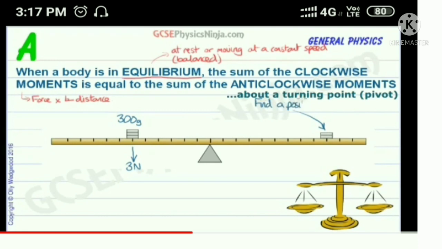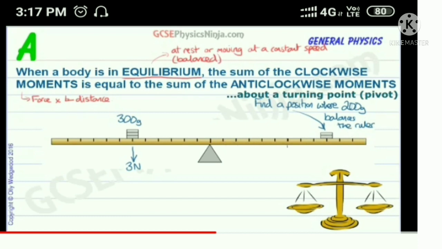Okay, at what place? If you are placing the 200 gram weight, it should be balanced. Okay, the ruler will be in balance. See, otherwise it won't be balanced, isn't it? At a particular distance we have to keep the 200 gram weight, otherwise it won't be balanced.